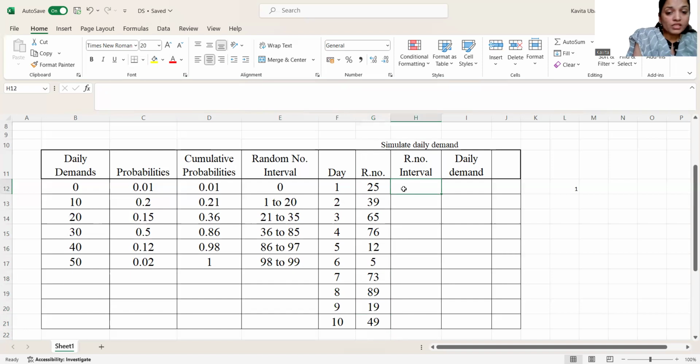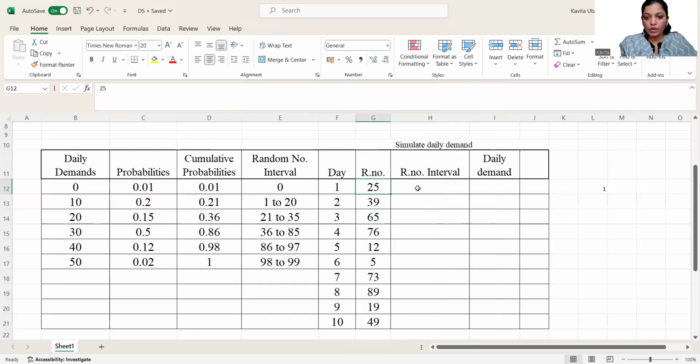Now here we need to calculate random number intervals on the basis of the random numbers provided. Look at your screen. Here we are going to calculate random number intervals. Random number 25 will come in the random number interval 21 to 35. So we just need to write down the random number interval for that particular number.